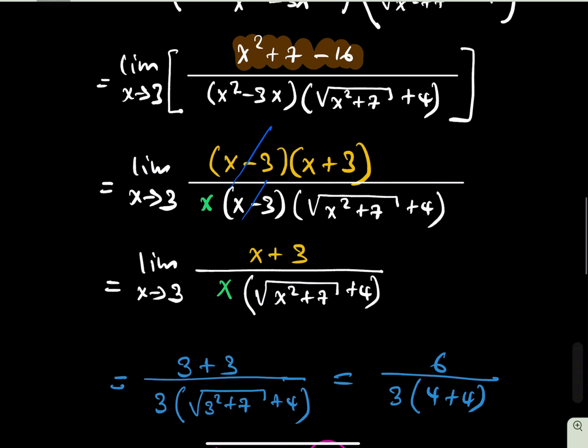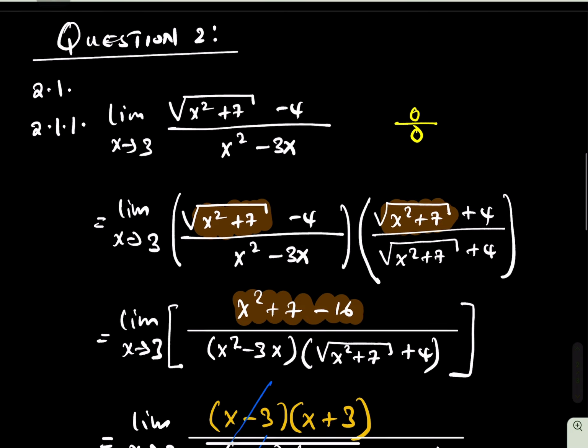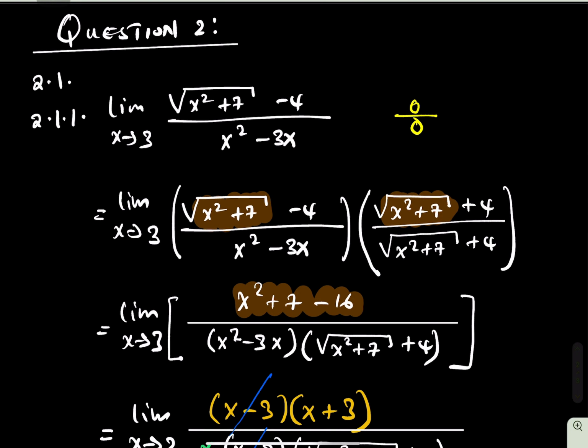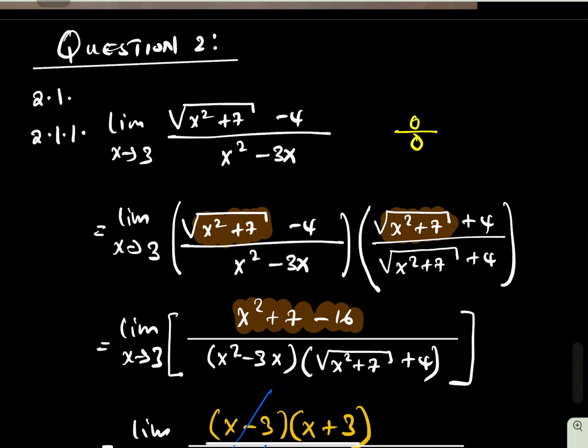It should be very easy. I hope you got that 4 marks. You could have used your L'Hopital's rule, or you could have used other methods, but here I just rationalized to remove the square root. I think it's the best approach when dealing with limits.